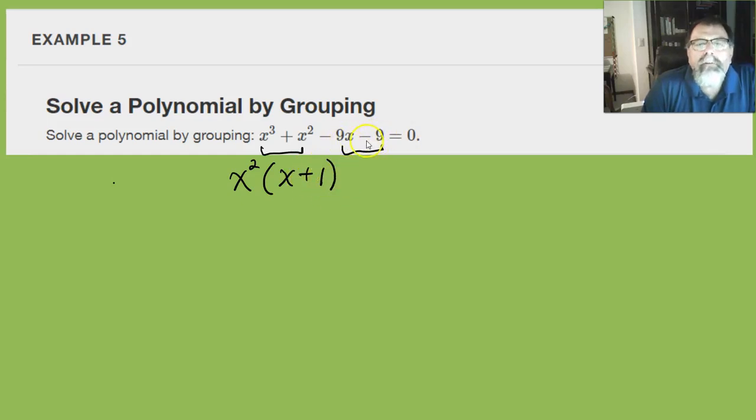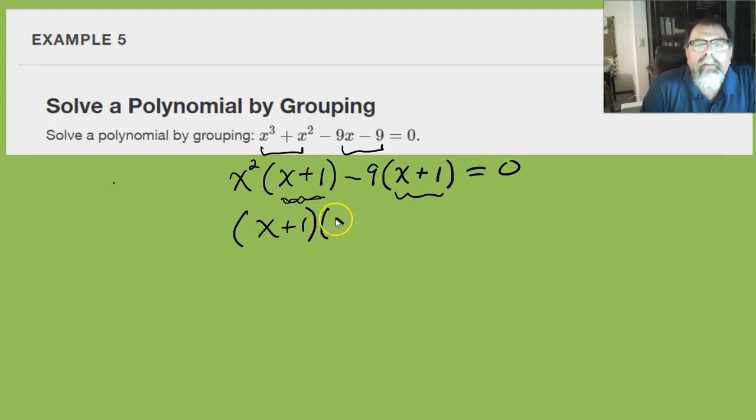Then you look at the next group, and our goal is to get this parenthesis x plus 1. So you can see that you're going to factor out a negative 9, and when you divide out negative 9, negative 9x divided by negative 9 is just x. I almost said 1. Negative 9 divided by negative 9 is positive 1. And see, now our parentheses match. This one and this one match. So we can factor that x plus 1 out, and then we're left with the x squared minus 9.